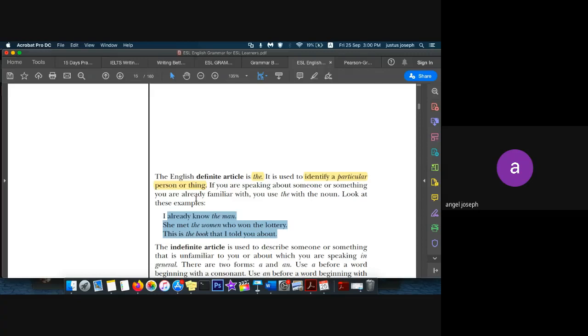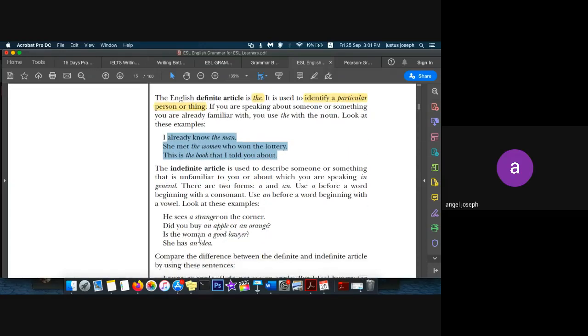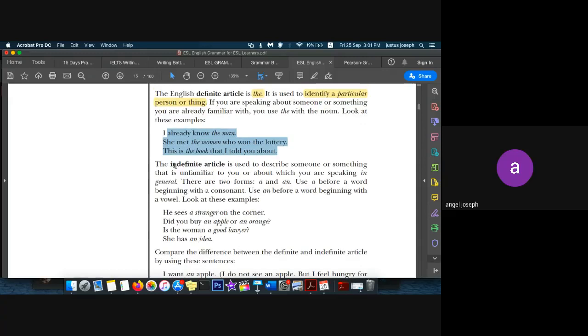If you are missing the, or if you are not putting it in the appropriate places, you will go wrong and the sentence might mean something totally different. So understand this. We will be doing a few exercises to learn this. Now, let me also tell you what an indefinite article is. An indefinite article is used to talk about something that is unfamiliar.